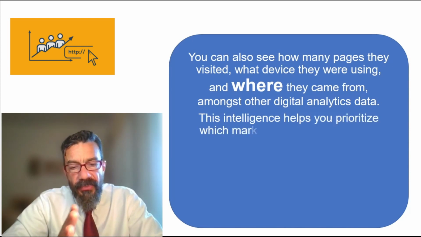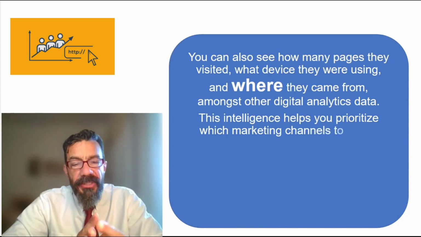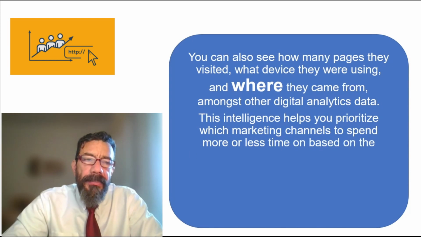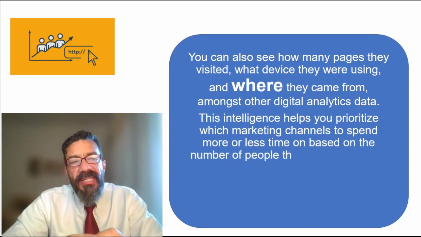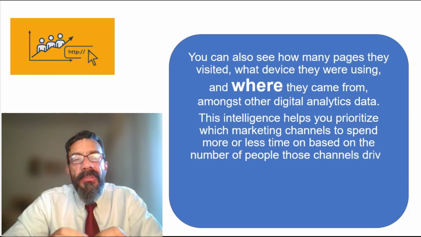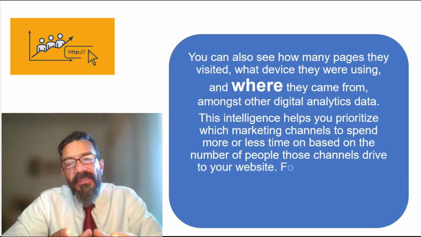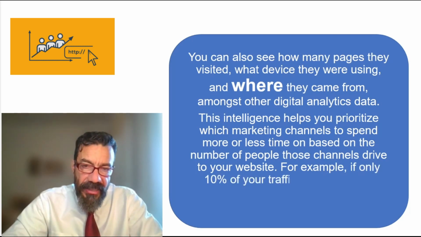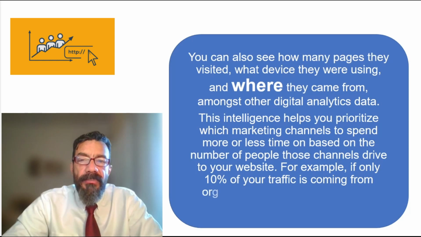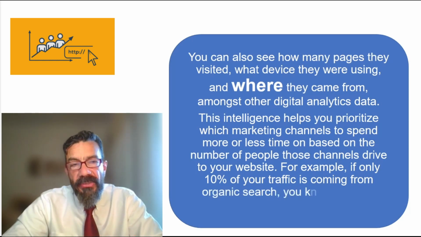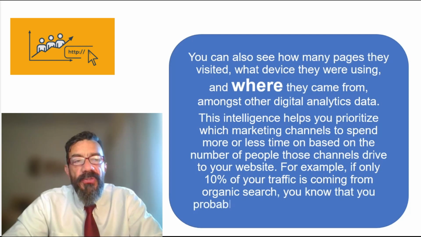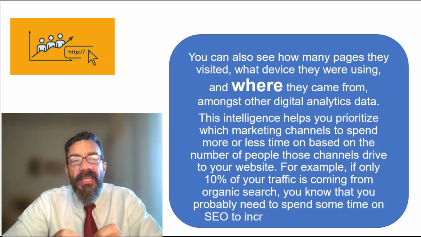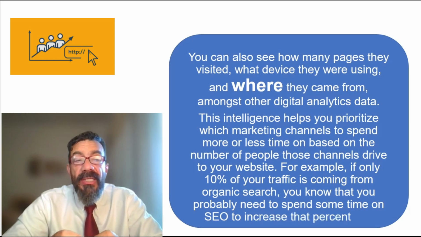Meaning, what type? Is it through Facebook, TikTok, Twitter, Instagram? Where do you have to spend? The number of people those channels drive to your website. For example, if only 10% of your traffic is coming from organic search. When we say organic search, those people are really interested. It's not payable. You didn't pay to have people looking through your website, but these are people that are really interested in your products and services. So if 10% of your traffic is coming from organic search, you know that you probably need to spend some time on SEO to increase that percentage.